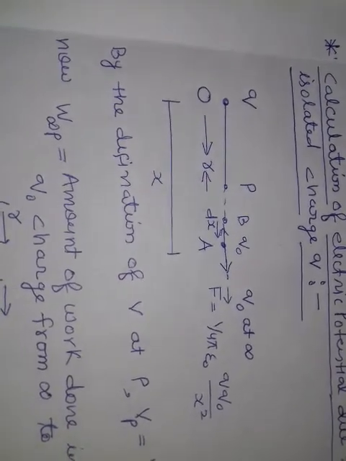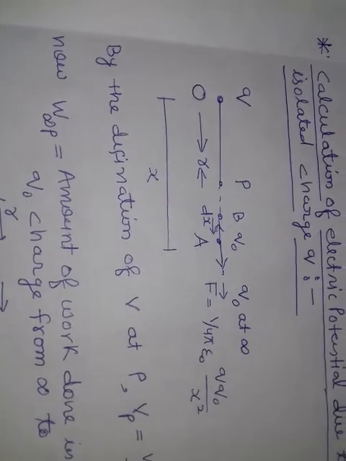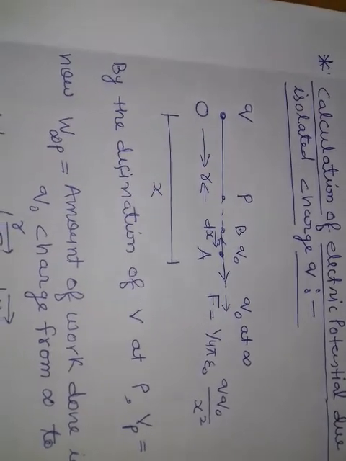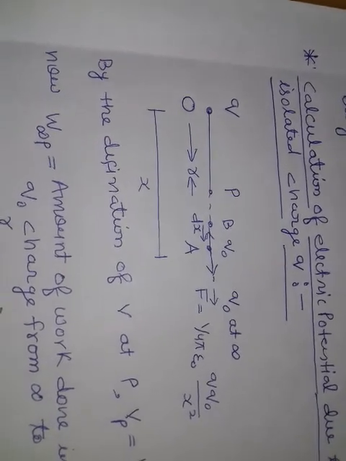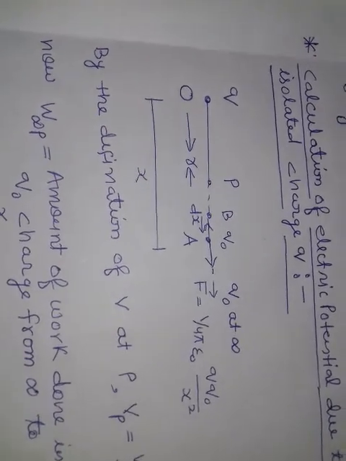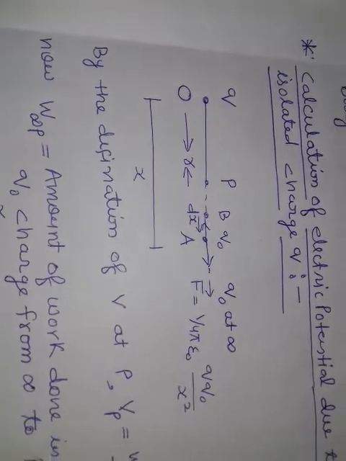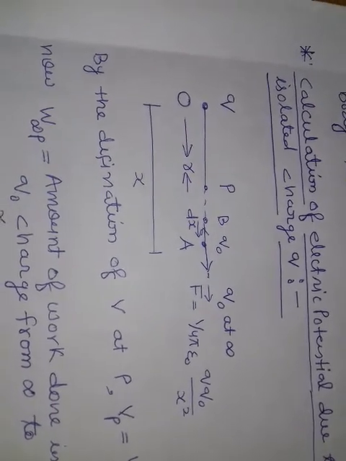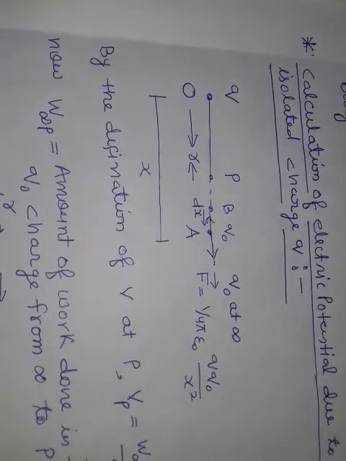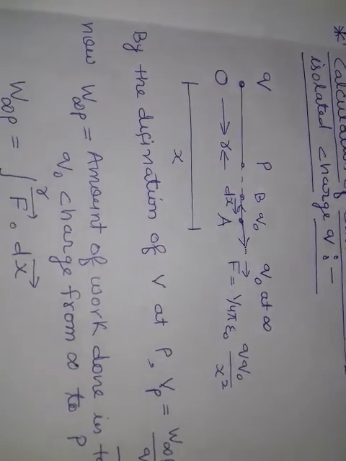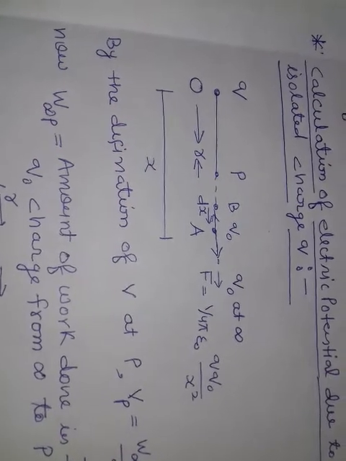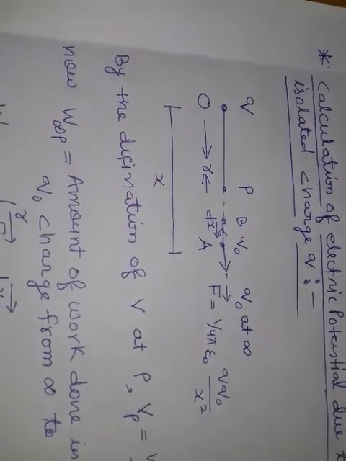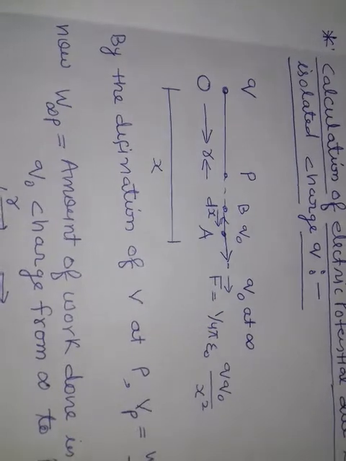Okay, so to calculate the electric potential at point P, what do we do? First, we will calculate the work done in taking a Q naught charge from infinity to point P, and then we divide that work by the magnitude of the Q naught charge. Okay, so you see the path of Q naught from infinity to point P is a continuous one.